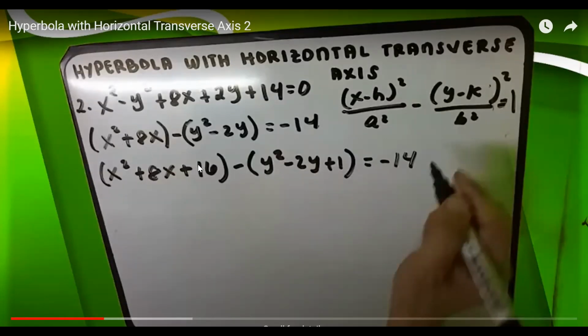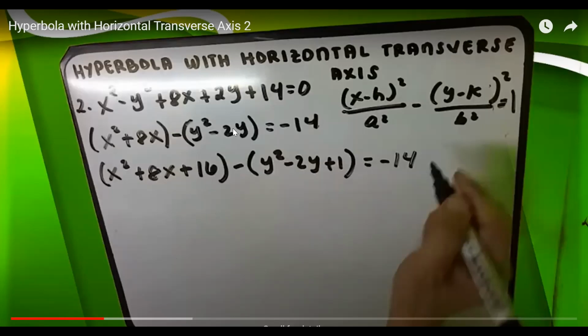The third term, ano yung ginagawa natin nun? I-divide natin by 2. For example, ito yung coefficient niya is 8. So we're going to divide it by 2, which is 4. And then ini-square natin yung quotient. So 4 squared is 16. Kaya meron tayo dito ngayong plus 16.